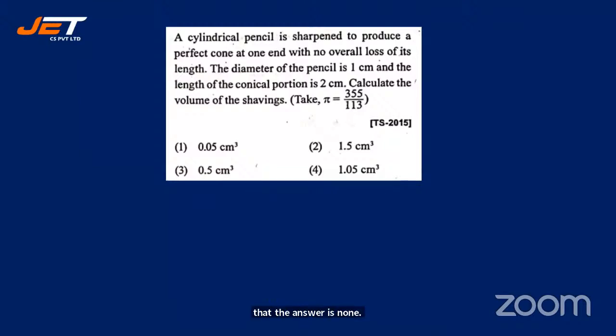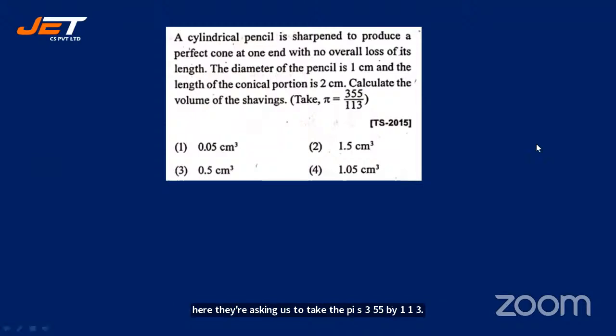A cylindrical pencil is sharpened to produce a perfect cone at one end with no overall loss of its length. The diameter of the pencil is 1 centimeter and the length of the conical portion is 2 centimeter. You need to calculate the volume of the shavings. Here they're asking us to take pi as 355 by 113.